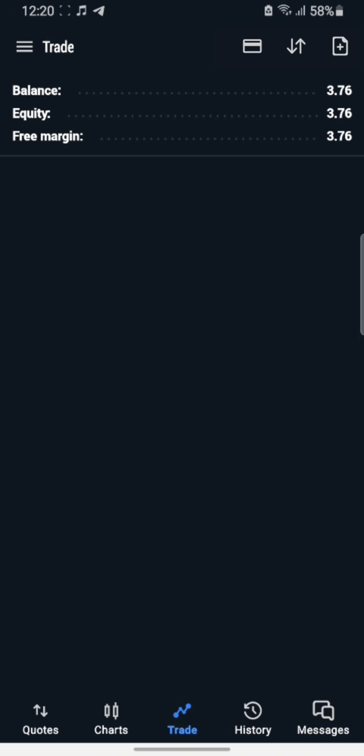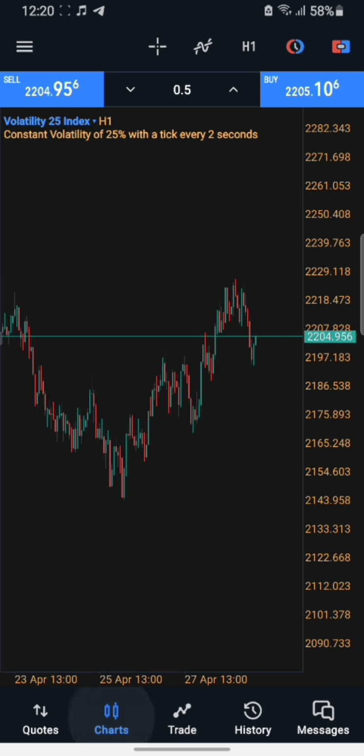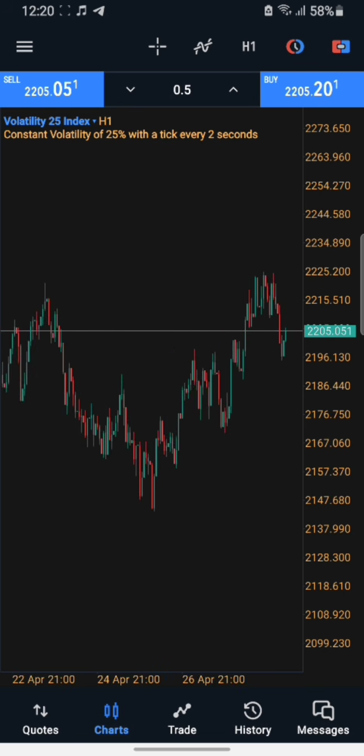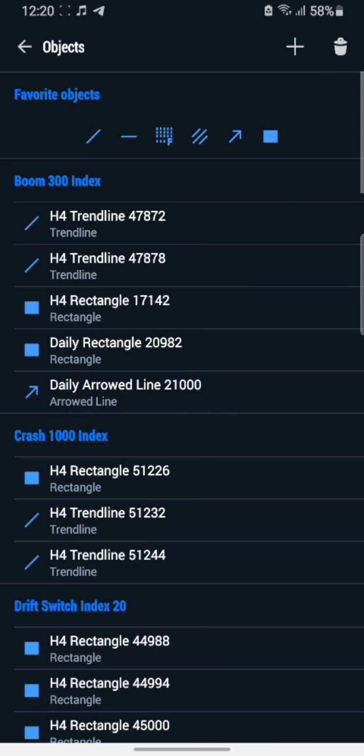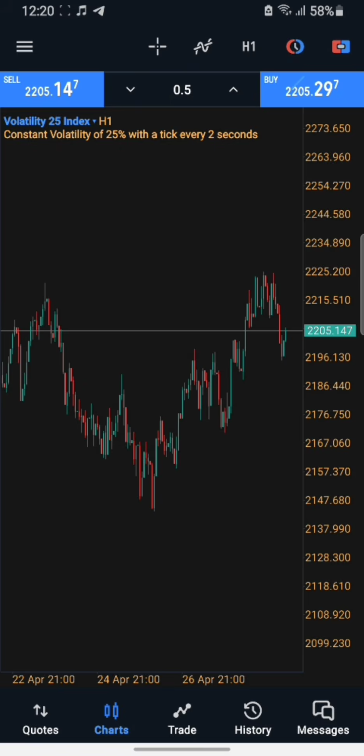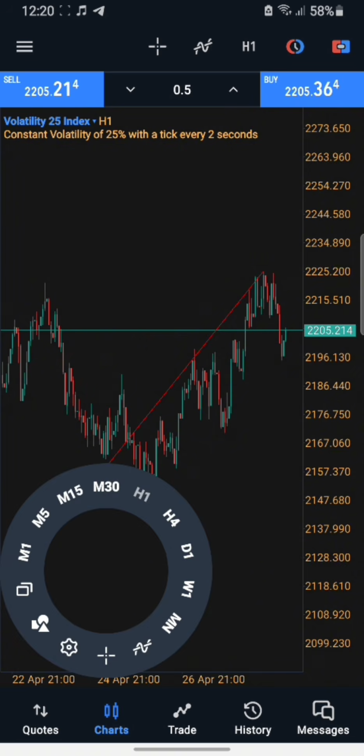So now we're at $3.76. Now we made a little bit of profit in the previous trade, but I'm going to visit the volatility 25. This one is a bit more volatile compared to the jump 100 that I was trading. So I'm aiming for more profit.